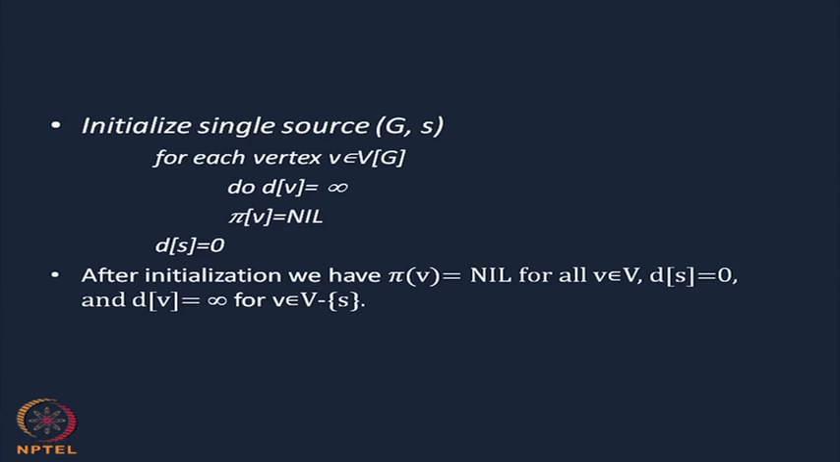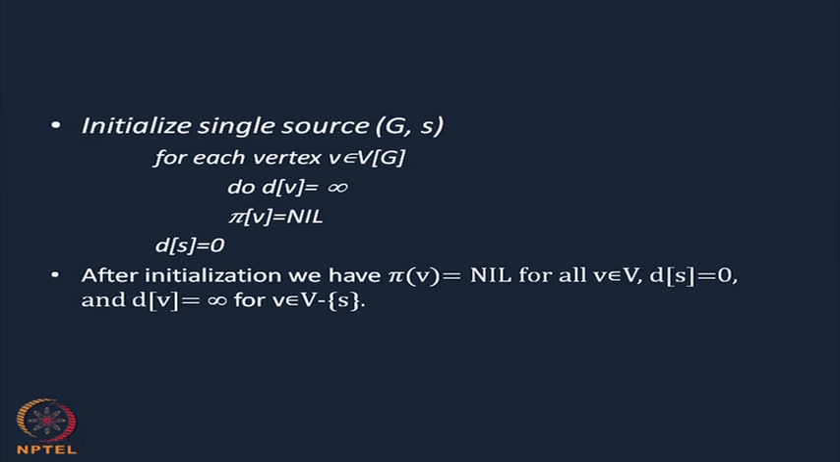So, we have to know what we mean by initializing the source and what we mean by relaxing. So, what is initializing source? Initializing single source G, S. If you see what we have written, for each vertex V belongs to V of G. This is the initialization single source graph. For that reason, we have written capital G comma S, that is, it has a single source.